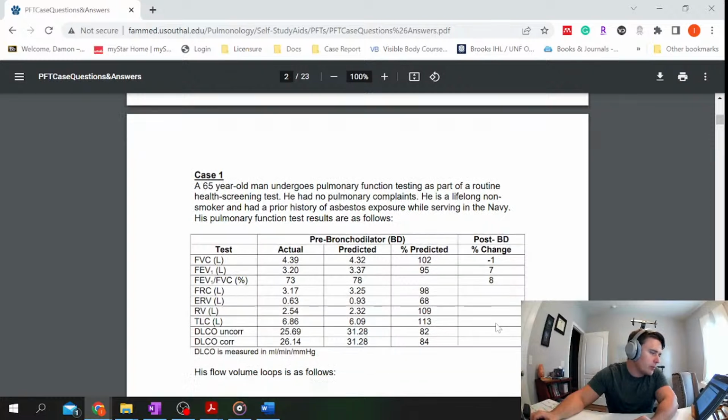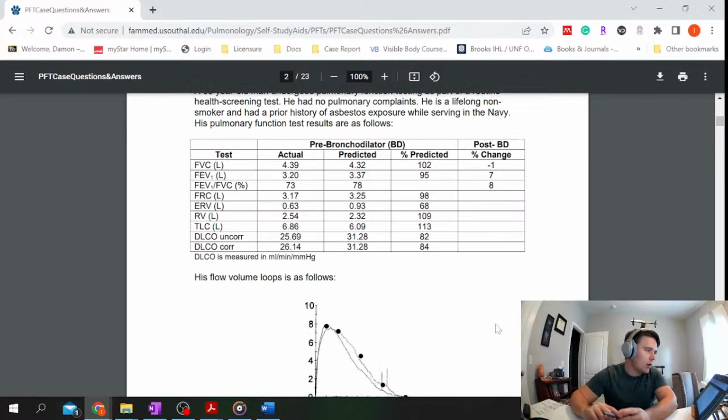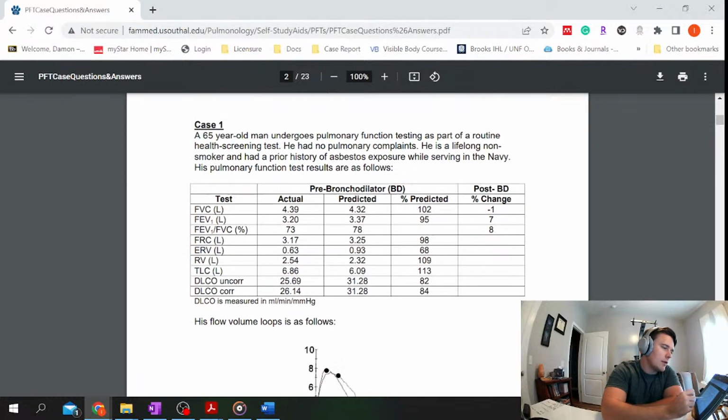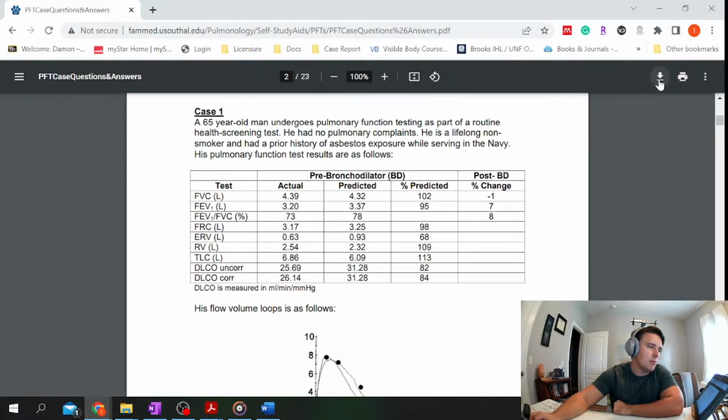All right, so I know there's a lot of numbers here, but we don't need all of them. So let's see if I get right on this. Nope. So let's pull this up.